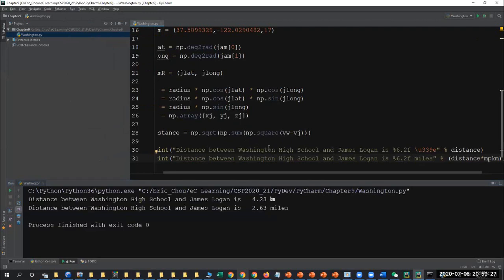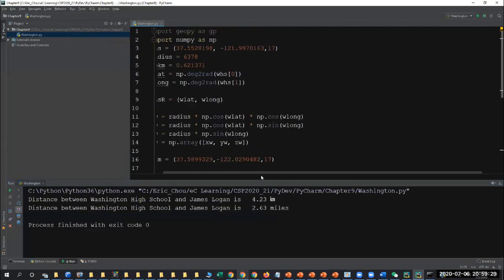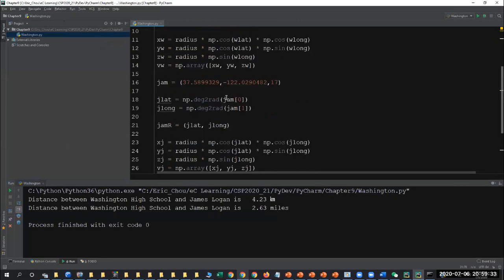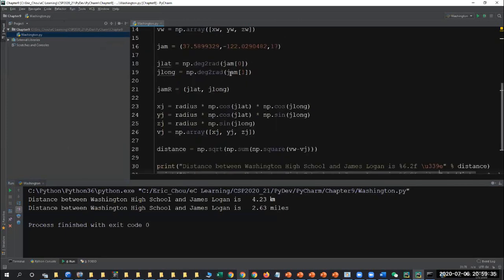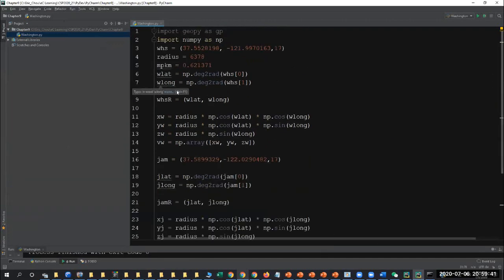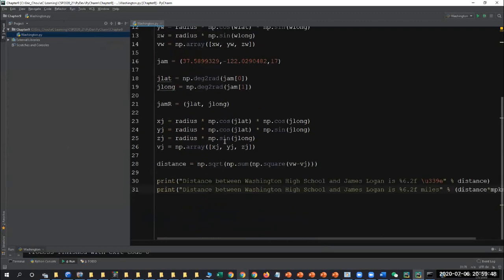So this shows you the calculation without GeoPy. No, we are not using GeoPy yet. Here, this one is the math. If we do the calculation all by ourselves, this is the way to calculate it, but I do use NumPy for calculation. So this gives you about 2.63 miles.